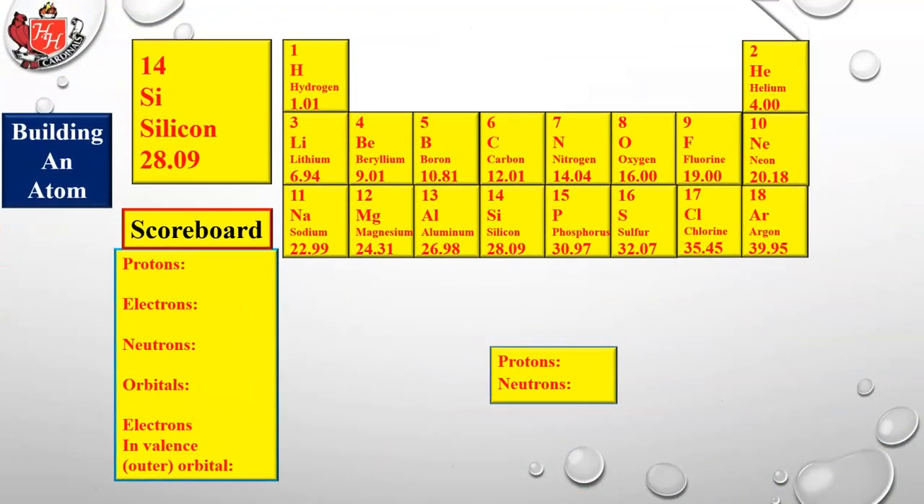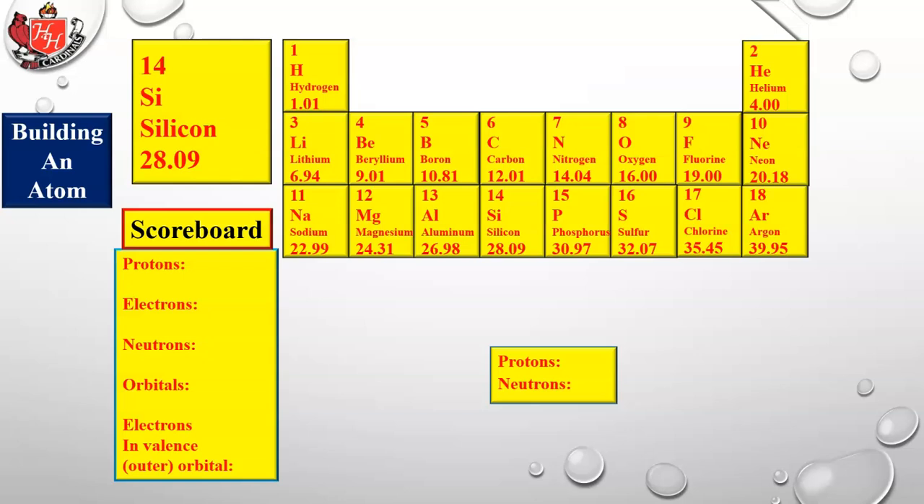Okay, so let's go ahead and build an atom. We're going to build a silicon atom, and if you look at your periodic table, you will see the entry that you see in the upper left. Silicon, symbol Si, has an atomic number of 14. That means it has 14 protons, and at the time it's created, it also has 14 electrons. All atoms have the same number of protons and electrons when they're created.